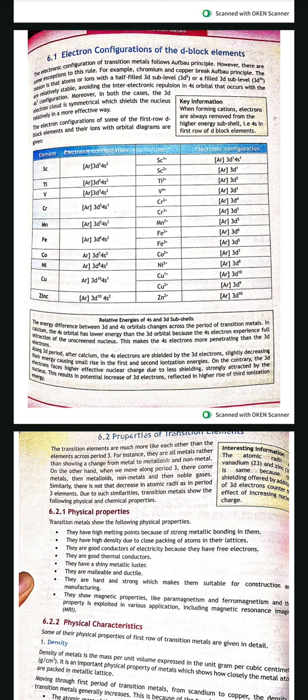Chromium and copper basically break the Aufbau principle, and the reason is that atoms or ions with a half-filled or filled 3d subshell are relatively stable, avoiding the interelectronic repulsions. So this is the reason.